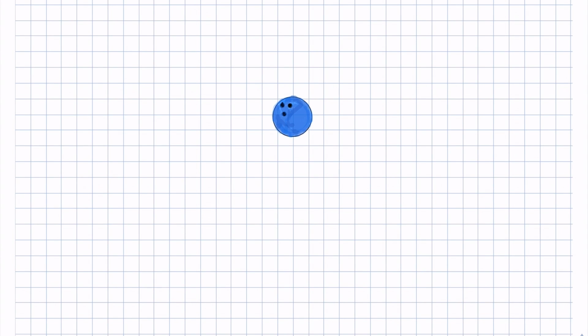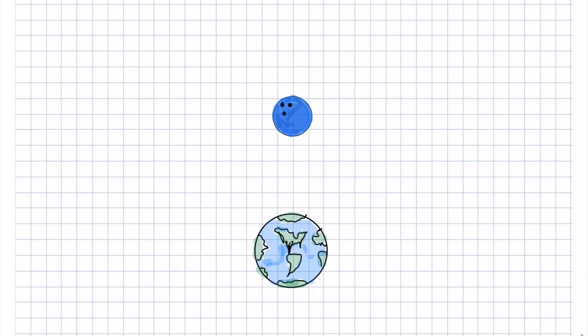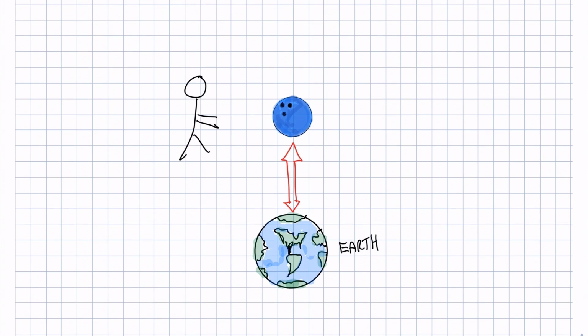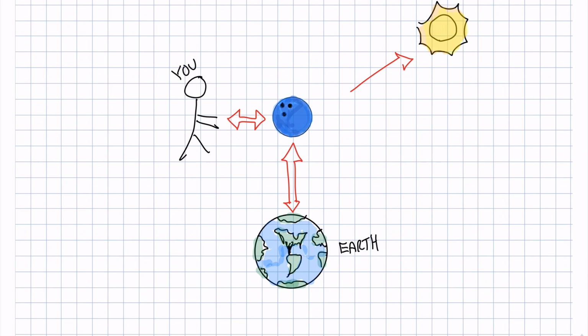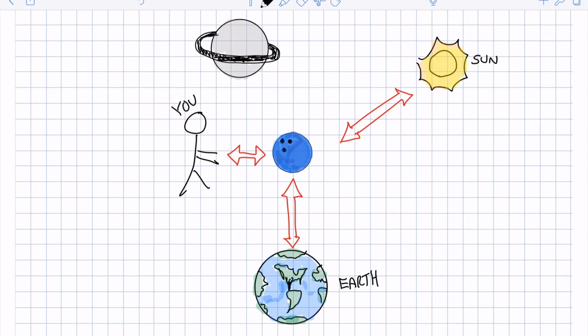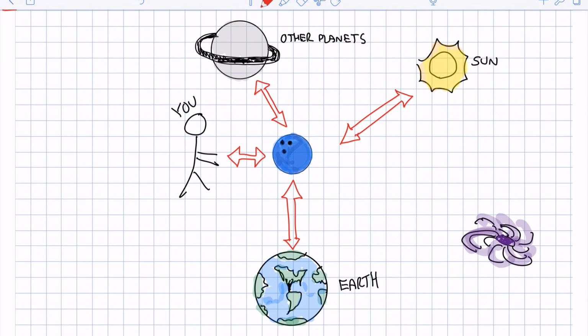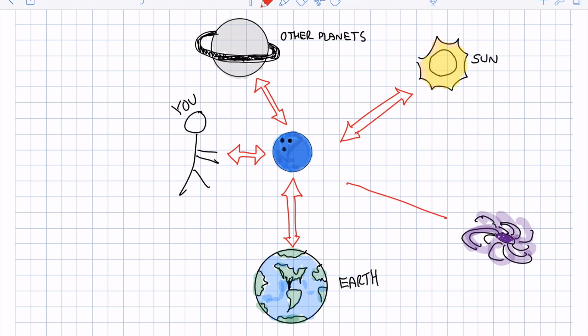In order to answer our question, we're going to need to know what type of forces are acting on the bowling ball. There's a gravitational force acting between the earth and the bowling ball. There's gravitational attraction between you and the bowling ball. There's gravitational attraction between the bowling ball and the sun. In fact, the bowling ball is attracted to other planets, other galaxies, asteroids. Any other mass in the universe has a gravitational attraction with the bowling ball.